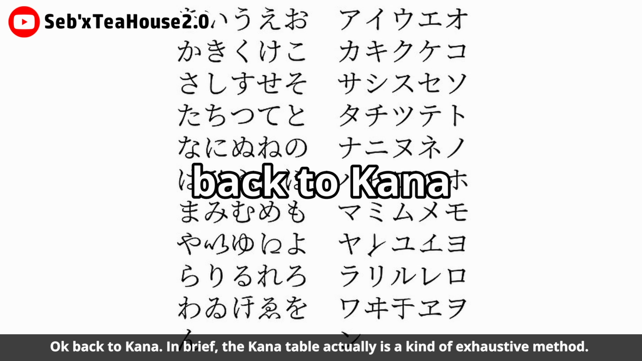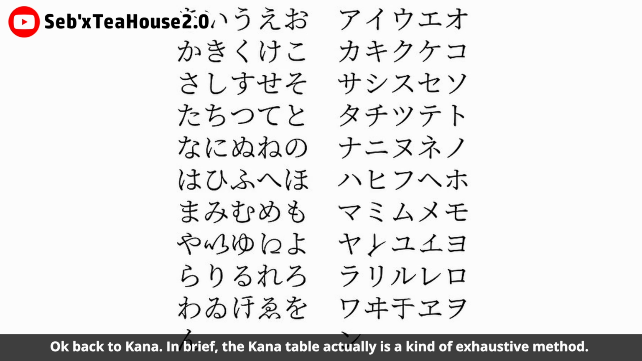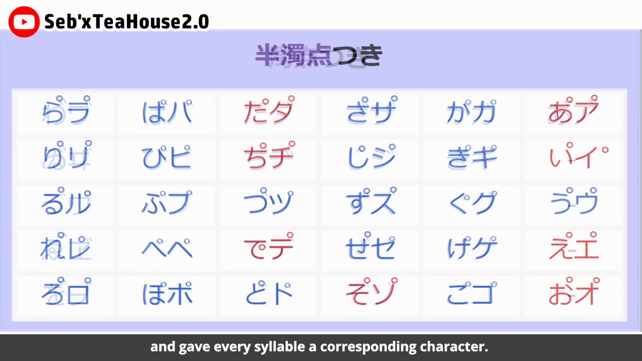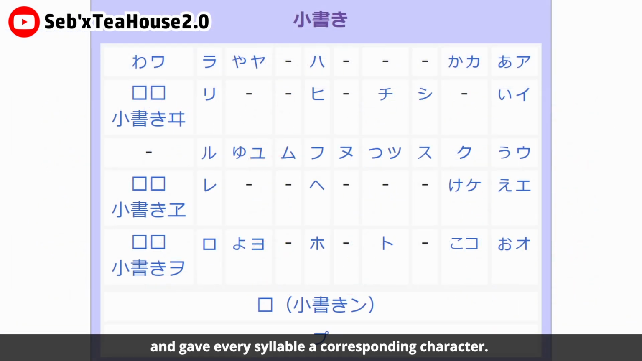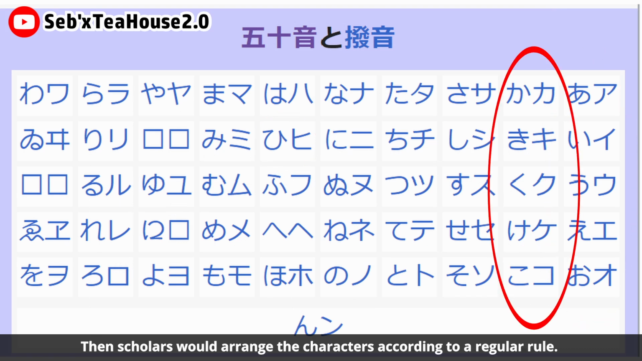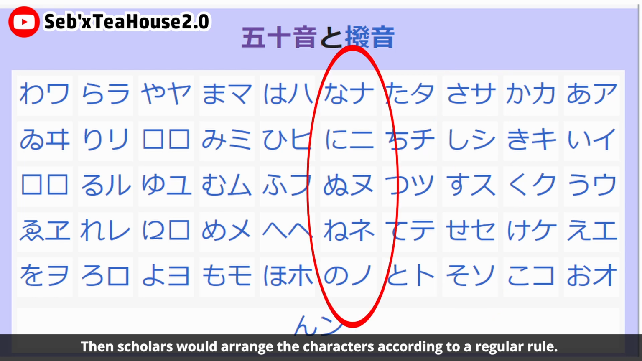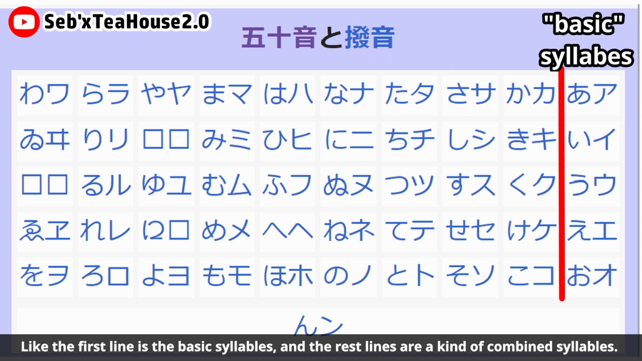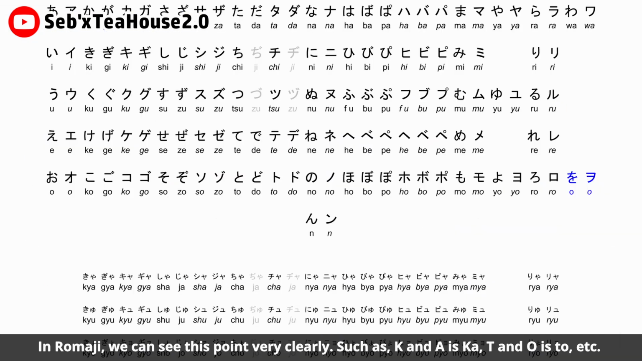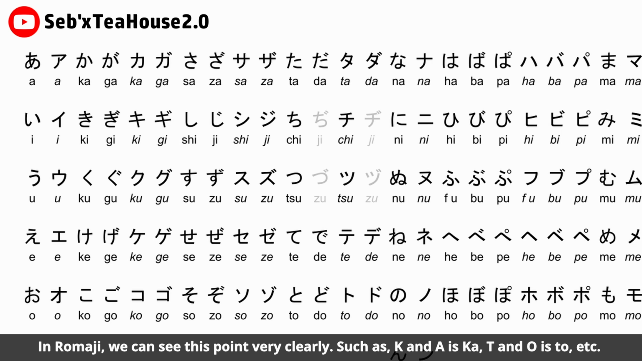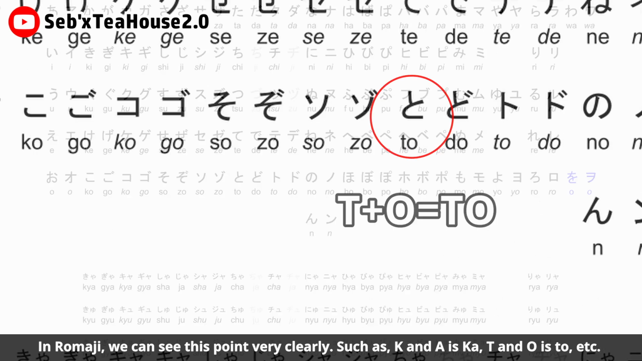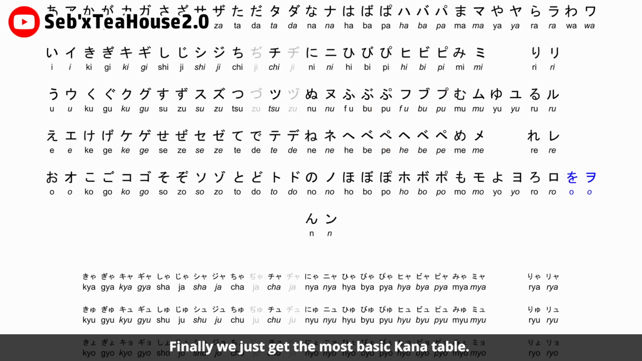Okay, back to kana. In brief, the kana table is actually a kind of exhaustive method. The ancient scholars found all of the syllables and gave every syllable a corresponding character, just like a, ko, he, etc. But the scholars arranged the characters according to a regular rule. Like the first line is the basic syllables, and the rest of the lines are kind of combined syllables. In romaji, we can see this point very clearly, such as K and A is ka, T and O is to, etc. Finally, we get the most basic kana table.